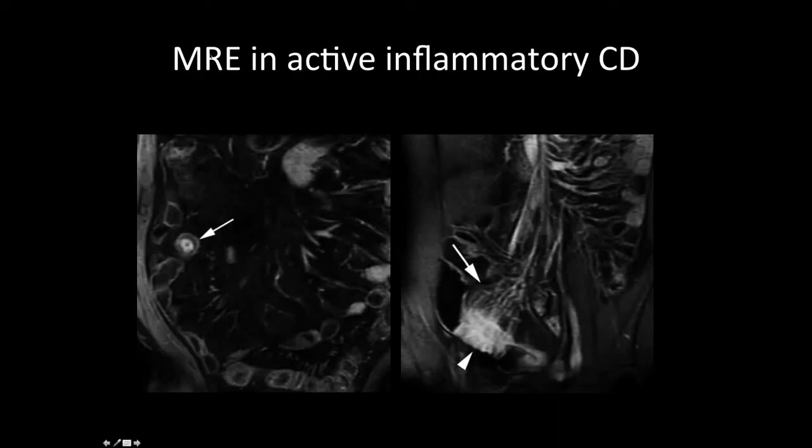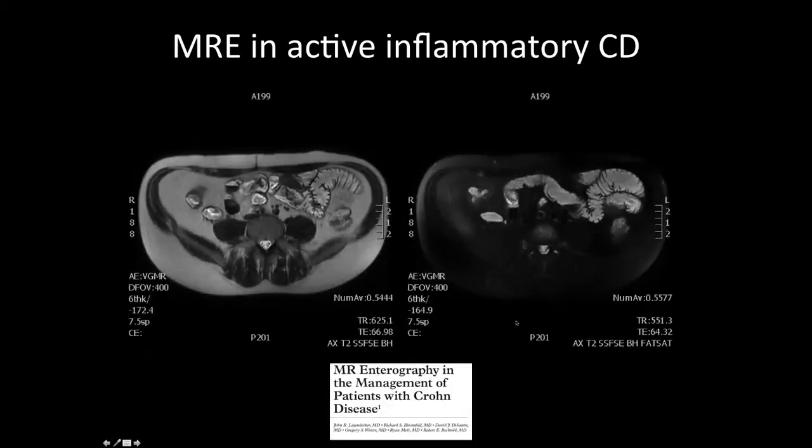How does active inflammatory disease appear in MRE? The same as CTE: mucosal hyperenhancement, circumferential mural thickening, mural stratification, the comb sign, and the mesenteric fat stranding. This is the patient I presented earlier, MRE in active inflammatory Crohn's disease.